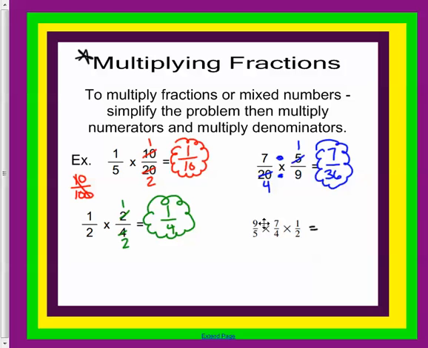So all that's left to do is multiply individually. 9 times 7 is 63. That's in our numerator. 5 times 4 is 20. Times 2 is 40. This is what we call an improper fraction.